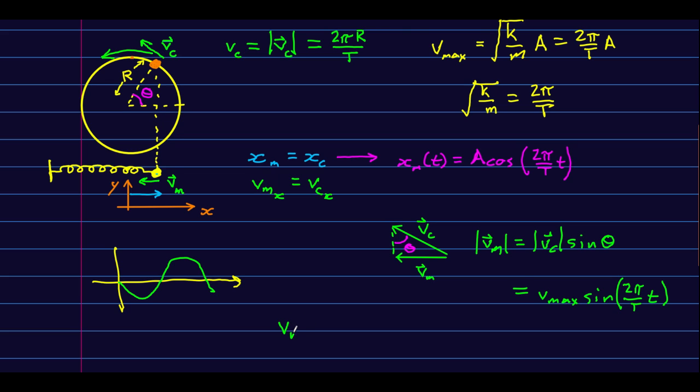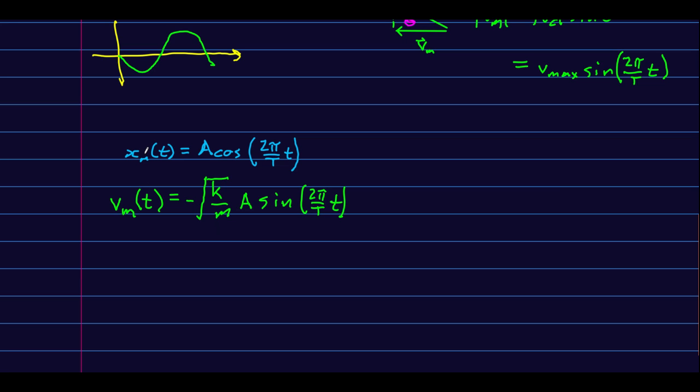So overall we have that v of the mass on the spring as a function of t is negative Vmax sine, where we already know how to write Vmax in terms of k, m, and A, or T and A, whichever is more convenient. So here I've rewritten these one above the other so you can see the similarities, and I've chosen one of the possible ways I could have written v.